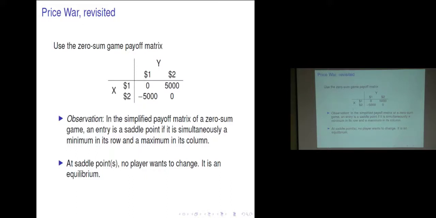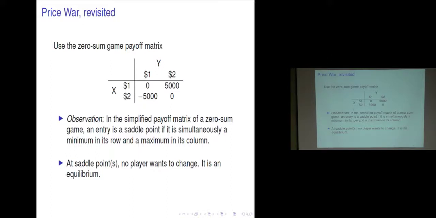Why? Because here, X can only change the rows, right? So he'll fix this column, but this is the maximum of this column. So if he moves away from the maximum, he will lose some money. And we believe players are rational. So X has no incentive to move, because if he moves, in this particular example, he will lose $5,000. So he does not want to move, okay?